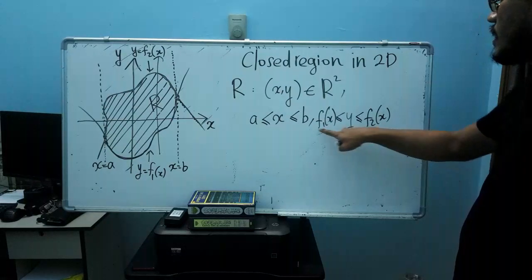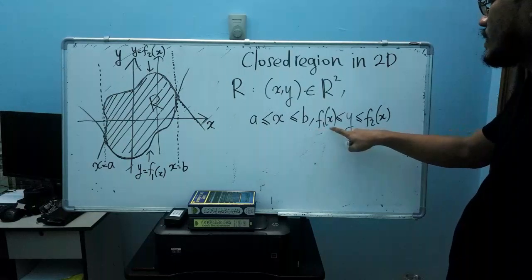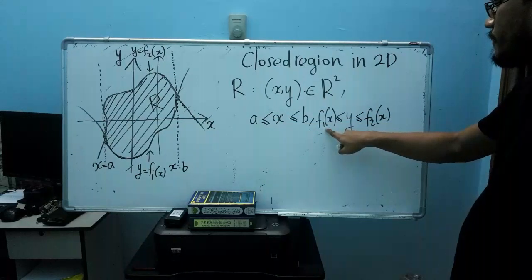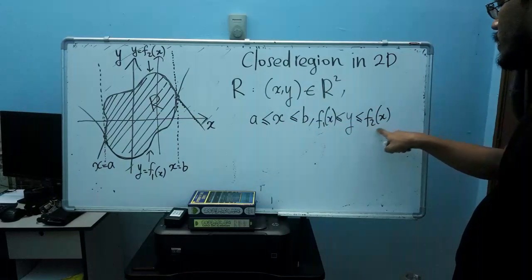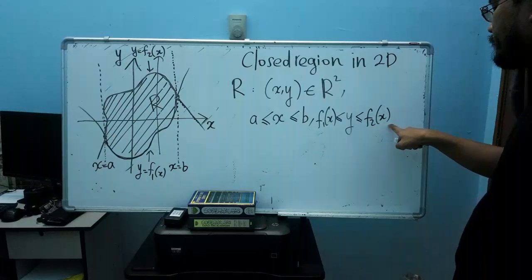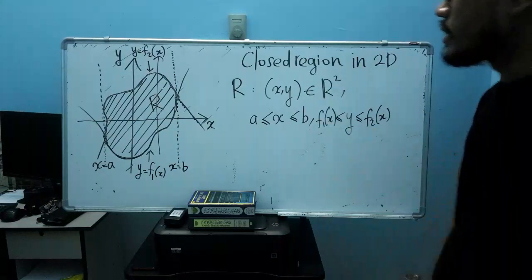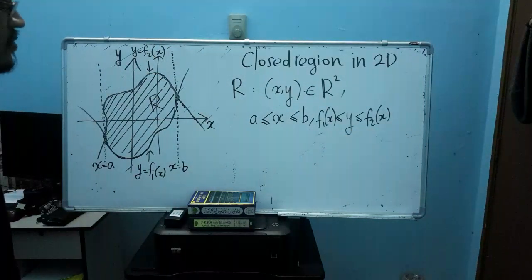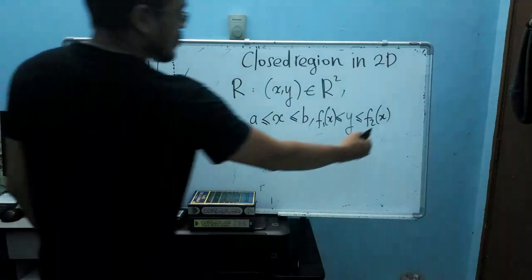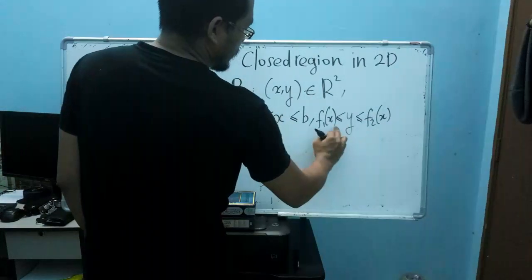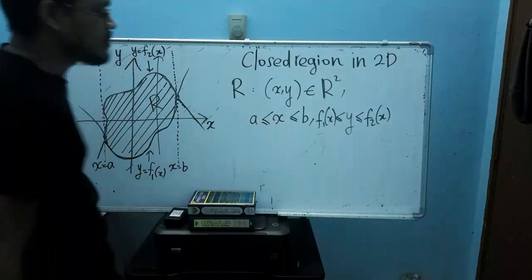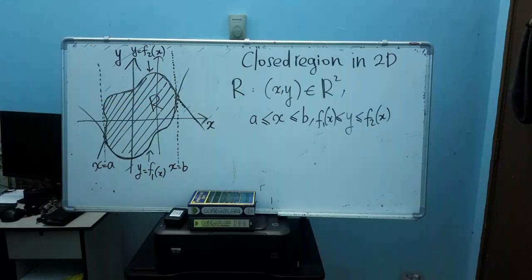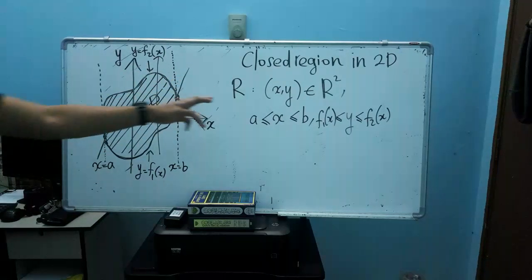Of course, this smallest value here will correspond to the lower curve, and the largest value here corresponds to the largest curve. So this one is the largest value, and this one is the smallest value. This is how we can describe all points in R.